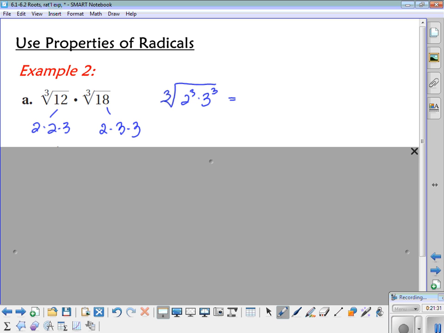And so the cube root of 2 cubed is just 2. The cube root of 3 cubed is just 3. So the answer is, and it would be plus or minus, oh no, plus or minus, my bad. It's just positive 6, yeah.